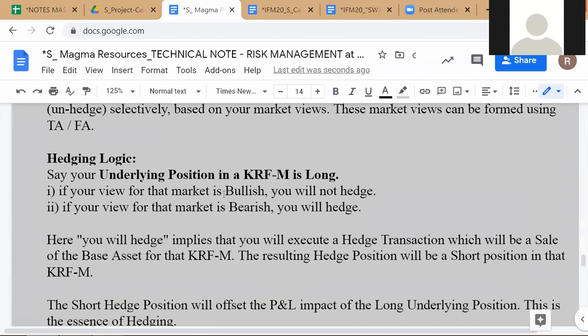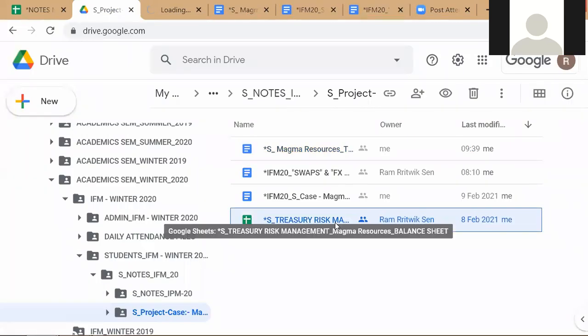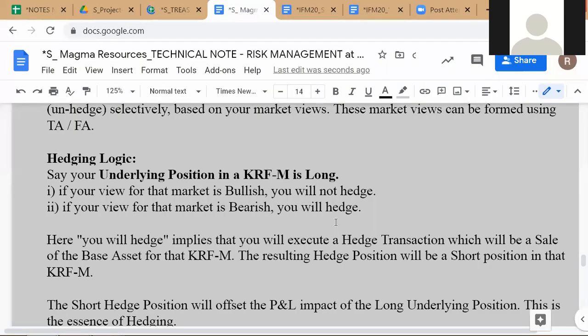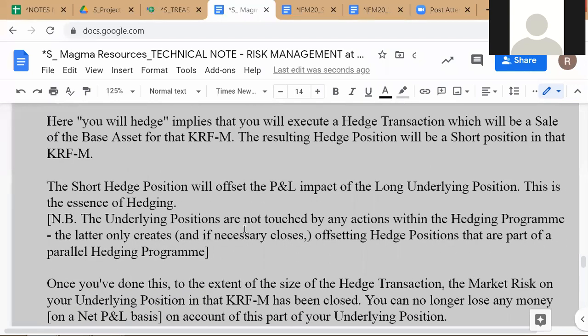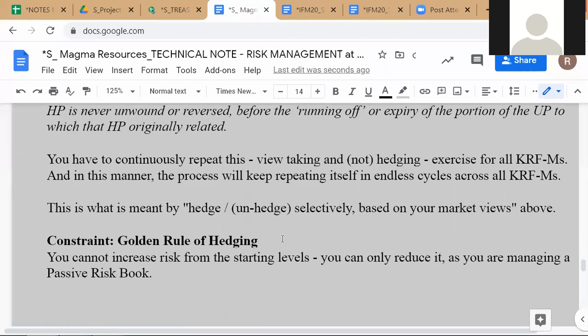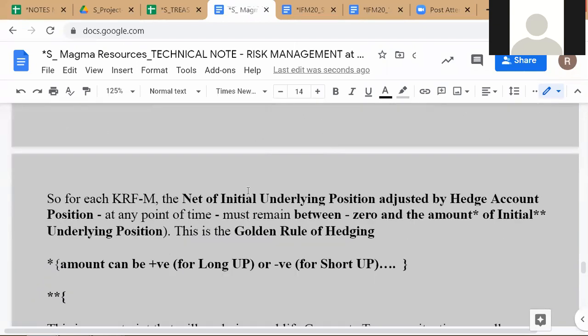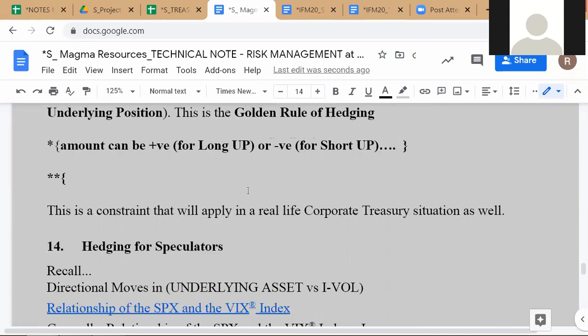All right. So what you have to do is you have to look at your balance sheet exposures. Everything is explained here, and I'll just explain the broad framework. You already know how it has to be done. Most of this golden rule of hedging also has been explained to you. You'll have to apply it. Okay.